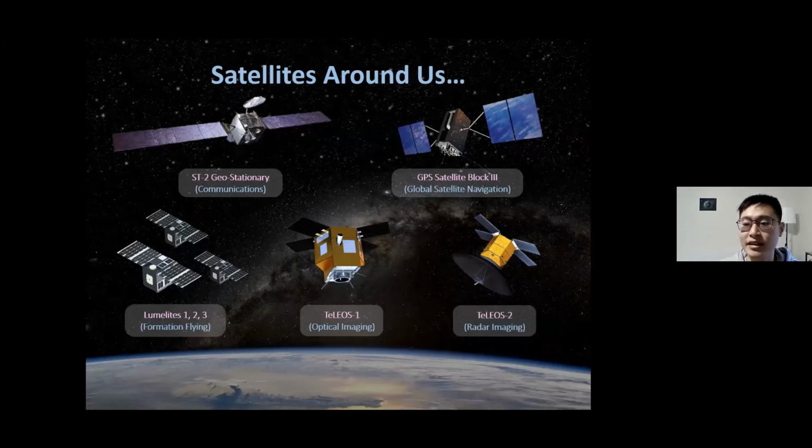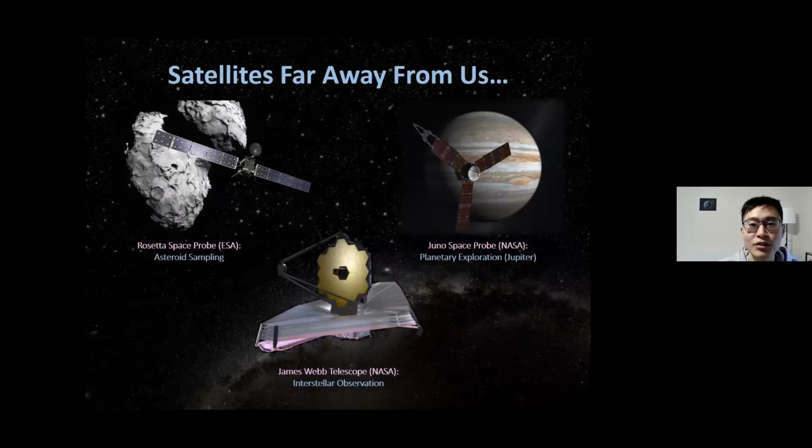It's actually pretty fun. And of course, there are also satellites very far away from us. So James Webb has cleared, I think, one of the critical design reviews. No, I think it was a launch readiness review, and it's undergoing its final prep. Rosetta was meant to sample asteroids, and Juno was shot out all the way to Jupiter to explore the planet. And some of the pictures that Juno has taken are quite incredible.